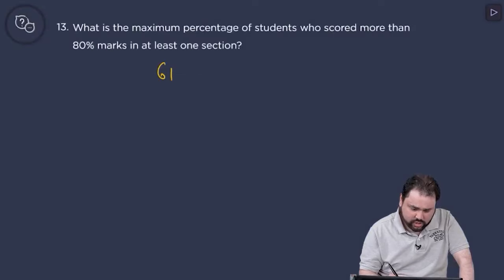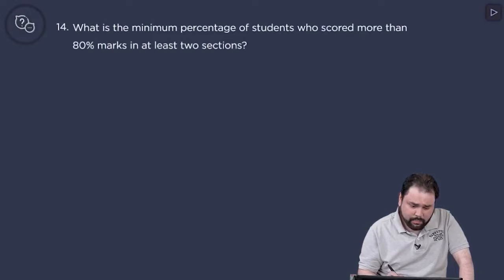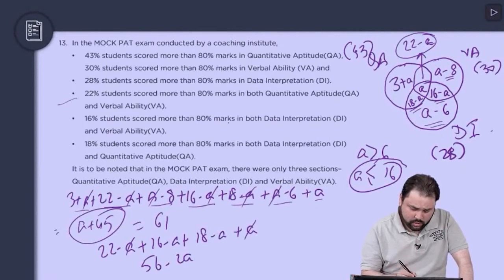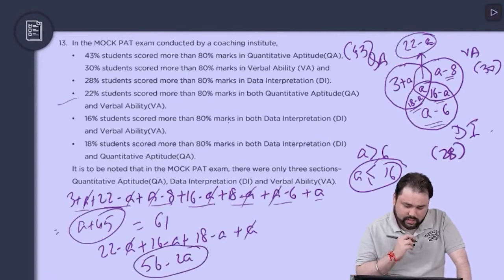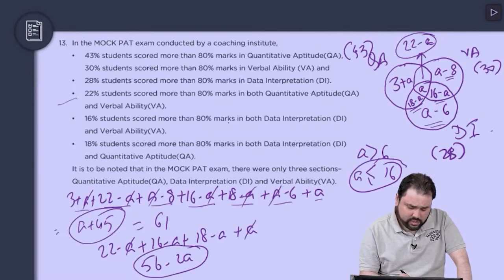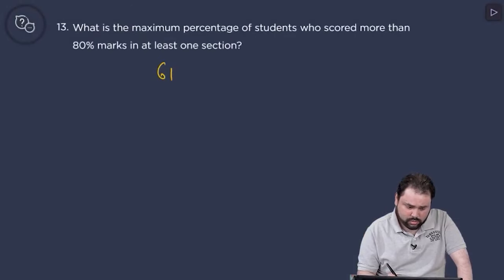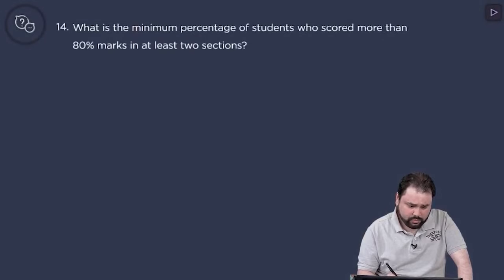Once again, let's look at the question. What is the minimum percentage of students who scored more than 80%? I have 56 minus 2A. I have to find the minimum percentage. So once again, for the minimum percentage, A has to be maximum, then this value will be least. We just saw that the maximum value of A is 16. So if I put A equals 16, 2A is 32. 56 minus 32 is 24. So the answer will be 24.